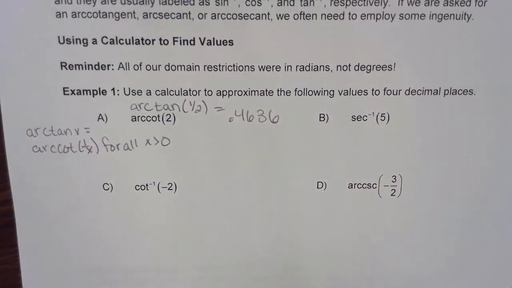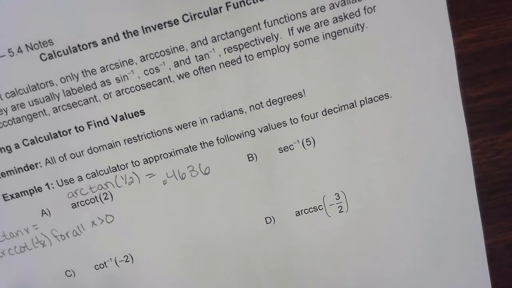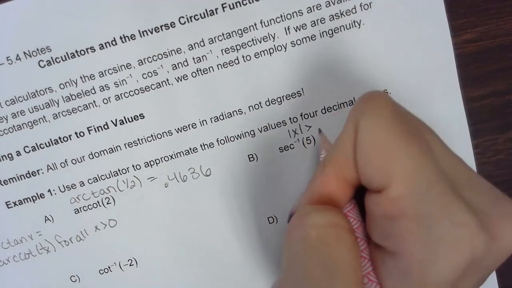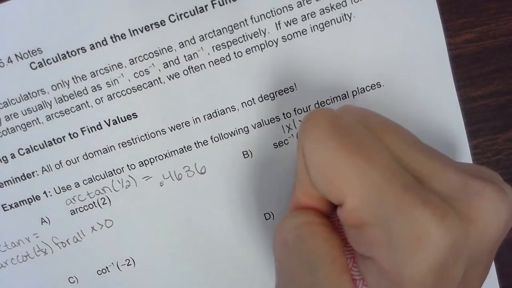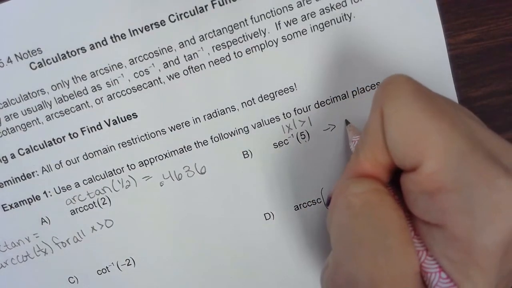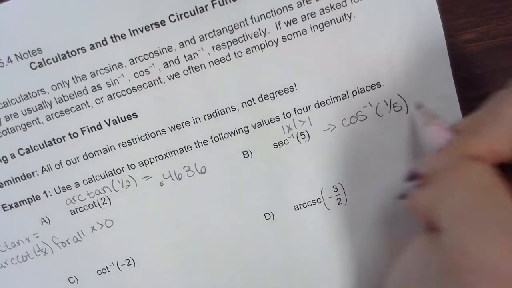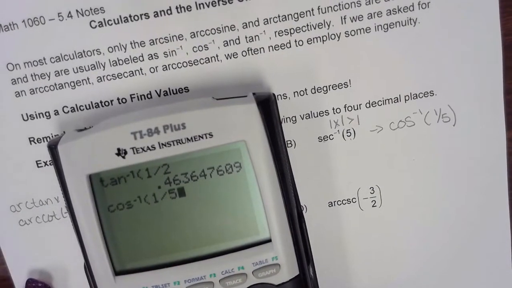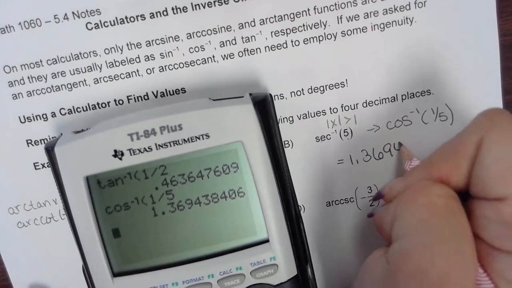Now, if we look at secant and arc cosine, that works for the absolute value of x greater than 1. Since the absolute value of 5 is greater than 1, I can rewrite this as arc cosine of 1 over 5. So we do that again in our calculator, 1 over 5, and our answer is 1.3694.